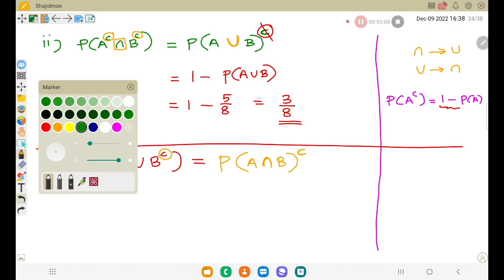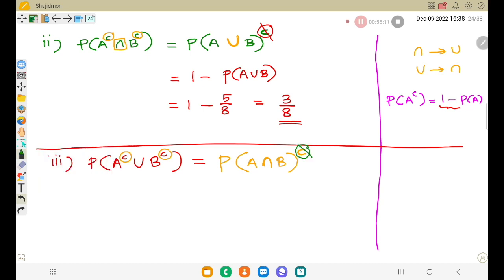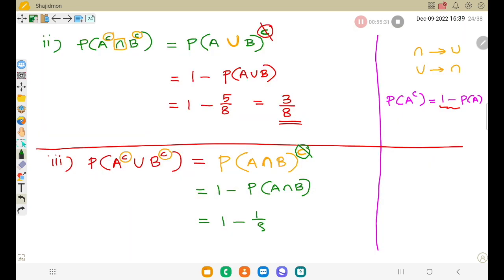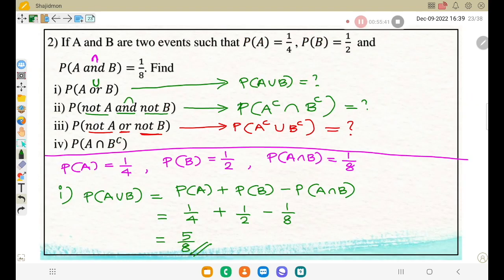Now, as I told you, delete this complement. What do we do? Once you delete the complement, take 1 minus probability of A intersection B. What is the probability of A intersection B given in the question? 1 over 8, correct. So 1 minus 1 over 8, what will be the answer? Equal to 7 over 8. Hope you understood. Now we will go to the fourth part of the question.